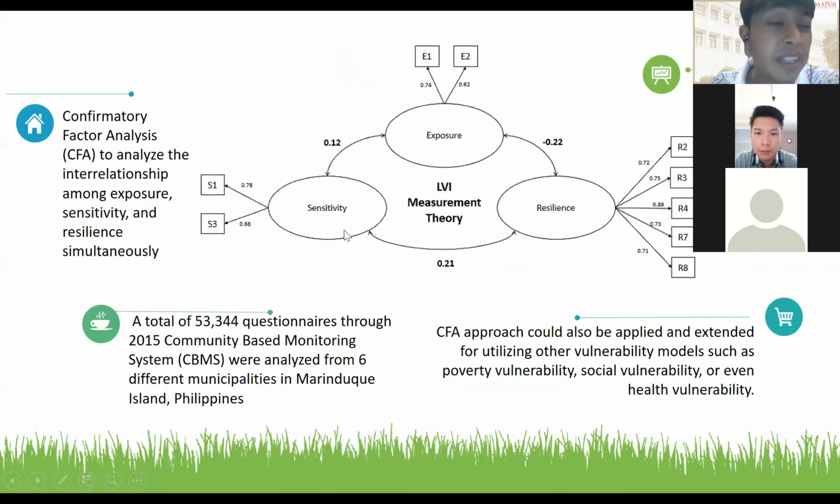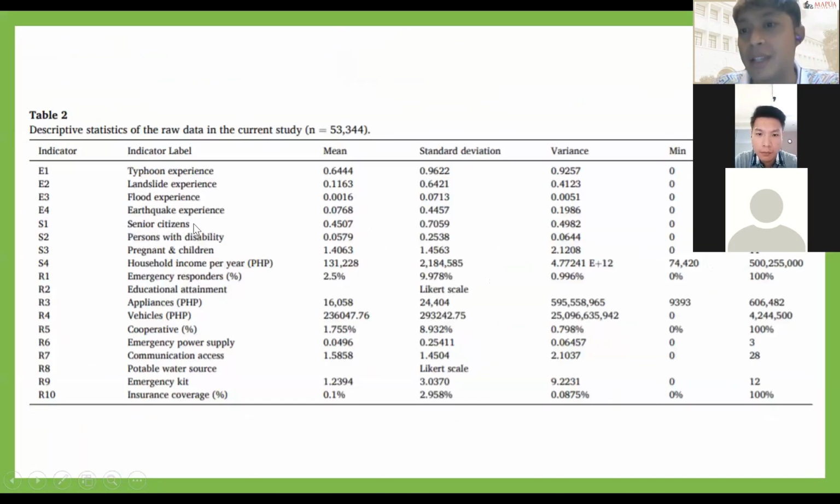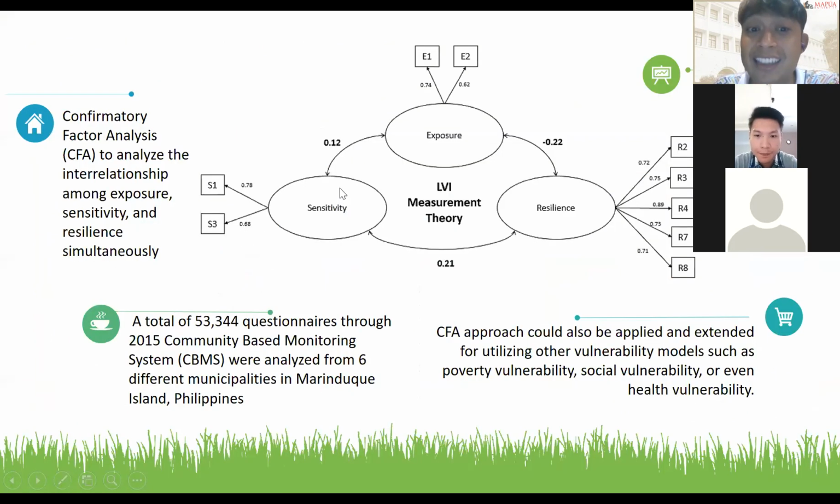Is there data on sensitivity? Do I have sensitivity data in here? No, right? In this one, there is no such data. That's why we call it a latent, an unobserved variable, because you don't have the data for that one.